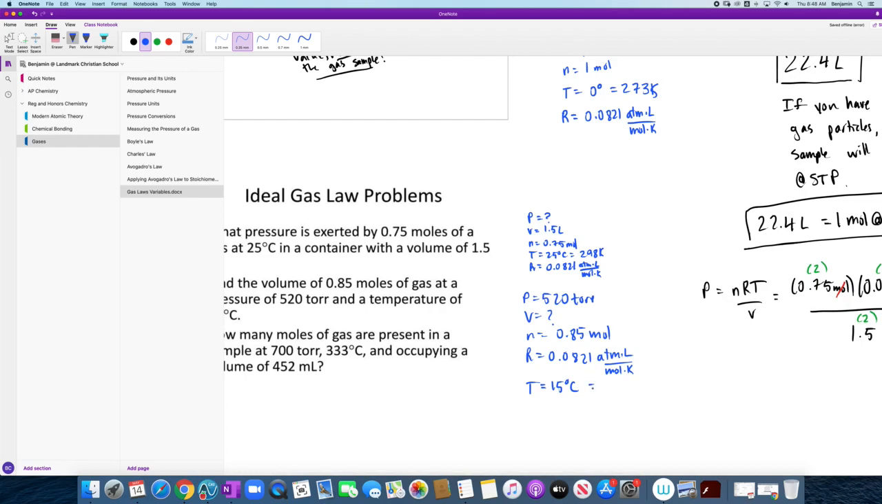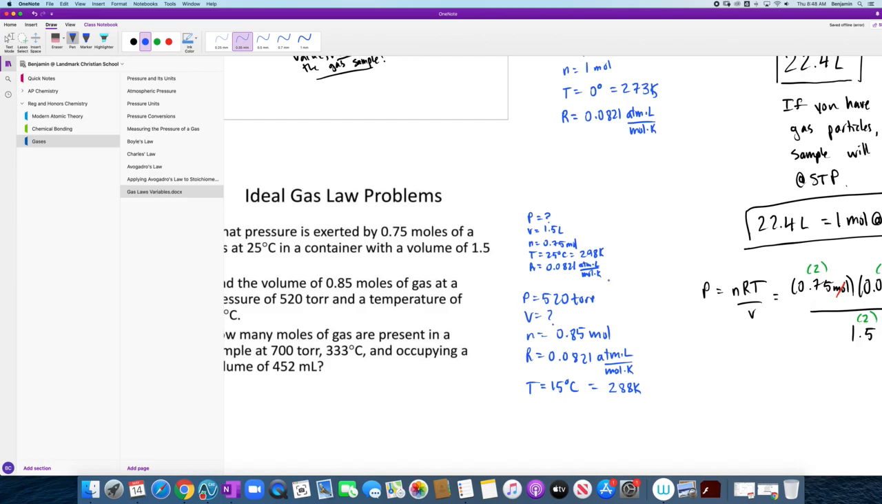Okay, and so again, we've got to add 273. So 15 plus 273 is 288. 288 Kelvin. Now, we also need to adjust the pressure into a new unit.